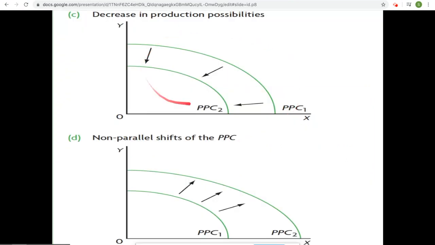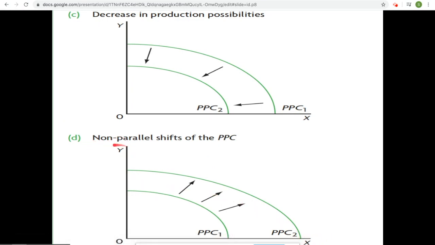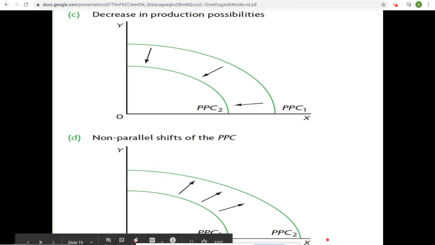There can also be a decrease in production possibilities due to inefficient use of the resources, decrease in productivity. So, that outward shift can also lead to an inward shift. So, that's also a possibility. And there can always be non parallel shifts of the PPC outwards. This means that, let's say, we're talking about X over here being consumer goods and Y over here being capital goods. So, if there are more resources used for the production of consumer goods, the shift outwards will be broader towards the consumer goods and narrower towards the capital goods.